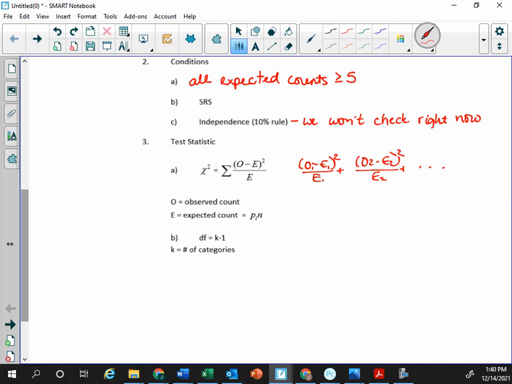We're not going to do this by hand. Your calculator will do it for you. Use the sigma. That's just what it means it would be doing, but we don't have to actually do it that way. And again, the O is the observed count, meaning what you actually saw when you collected the data, and the E is the expected count based on whatever you think is happening in this situation.